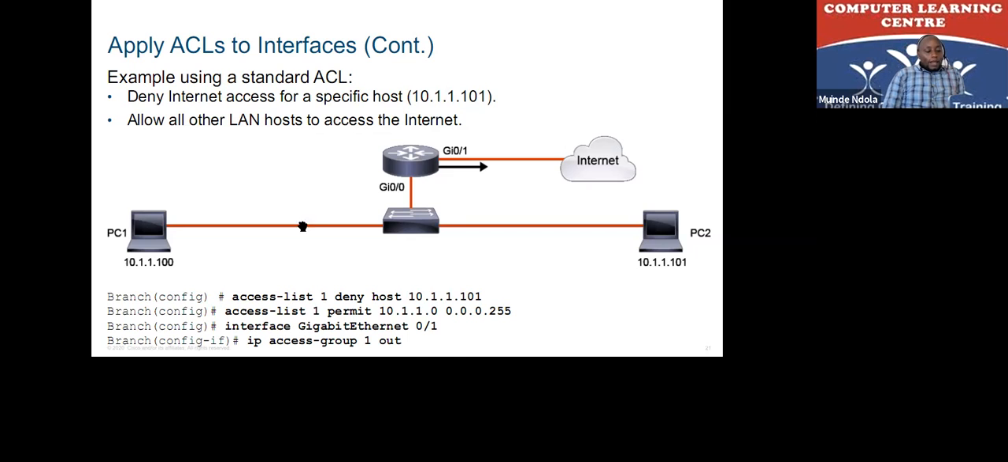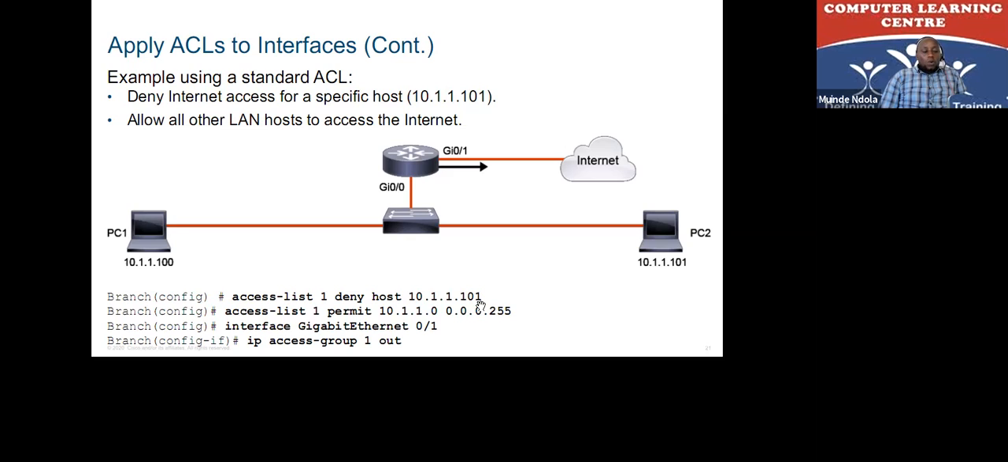Now the reason why he did this: he denied 10.1.1.1, which is the specific host. Then he permitted 10.1.1.0, which is the entire network. So the traffic coming from 10.1.1.100 will not match the first statement, because the first statement is .101, but it will match the second statement. Whatever does not match 10.1.1.x will be denied by the implicit deny.